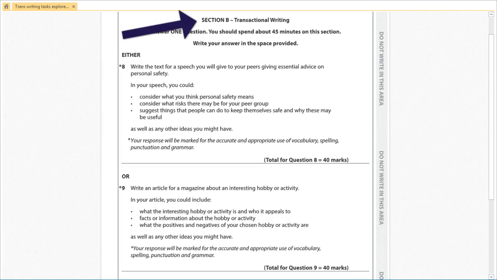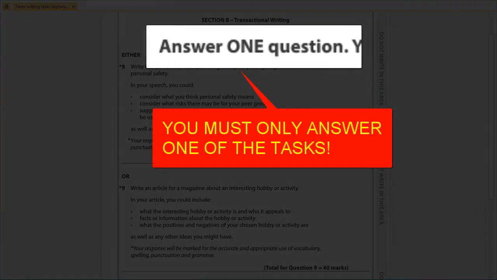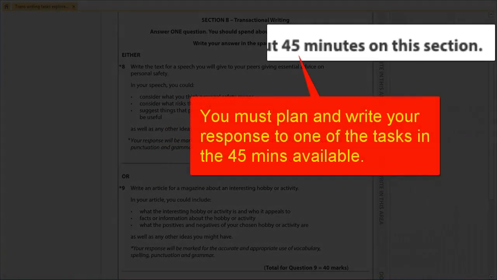This is what it will look like when you turn to it in the exam paper. It will always look like this, and you can see that you've got two separate transactional writing tasks on there. Really important, at the top it says answer one question. You must choose one or the other of these questions. As it tells you, you have 45 minutes, and that 45 minutes includes planning time, and it is intended to be spent on one of these tasks.